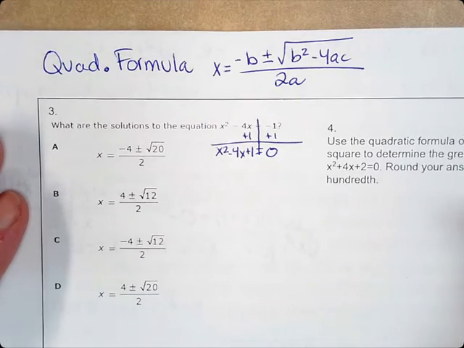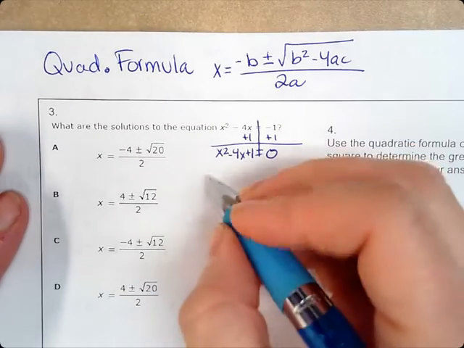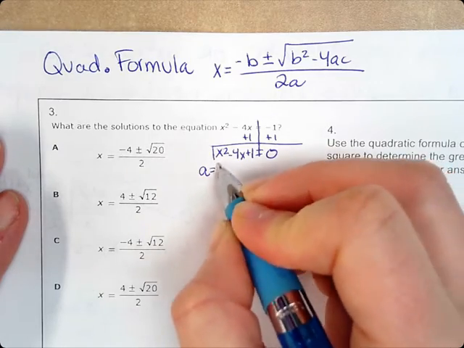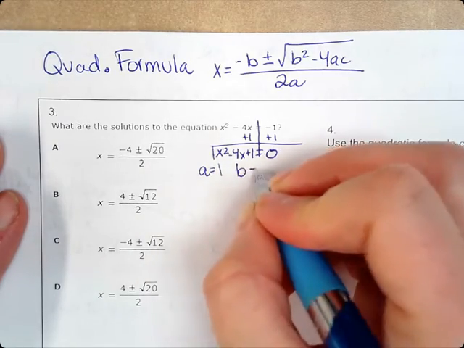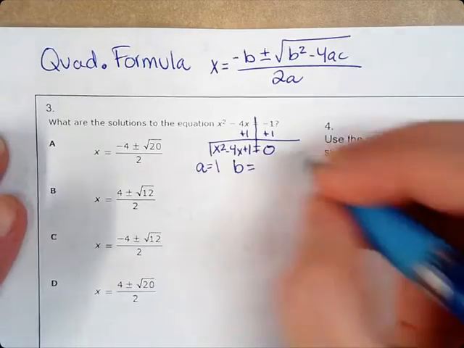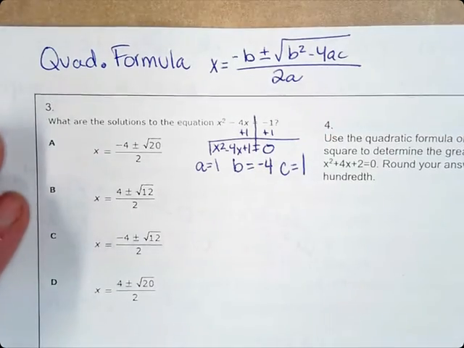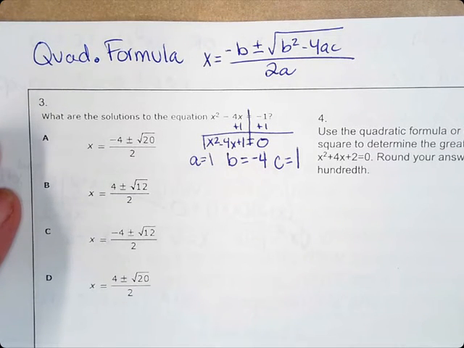So when we use the quadratic formula, we need to know what the a, b, and c is. So a equals the number in front of x squared, that'd be 1. B equals the number in front of x, -4. And c equals 1. Write down your a, b, and c.